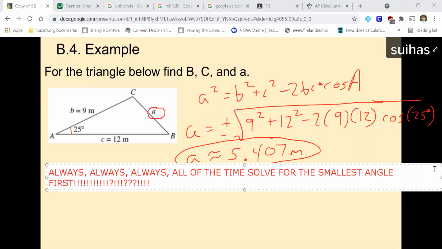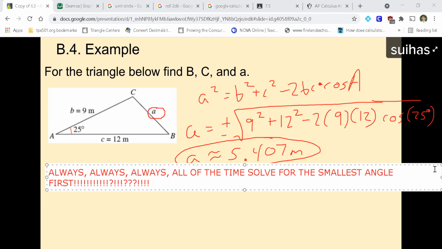The issue you'll run into if you do the largest side first is we don't know yet whether or not this is an obtuse or acute triangle, and we won't know until we find another angle. If you try to solve this for C first, I believe you'll get that it turns out to be like 40 degrees.